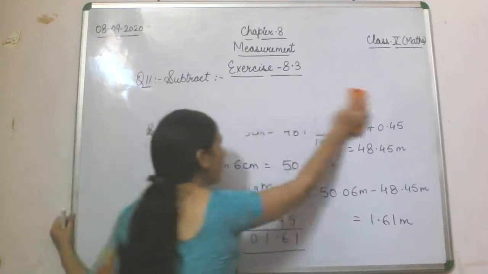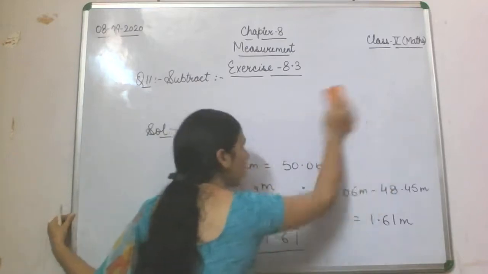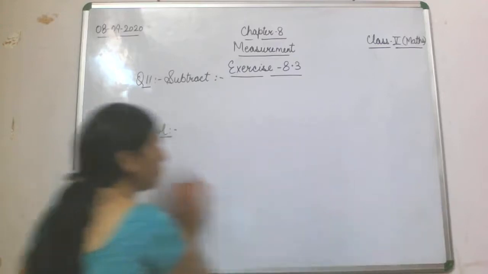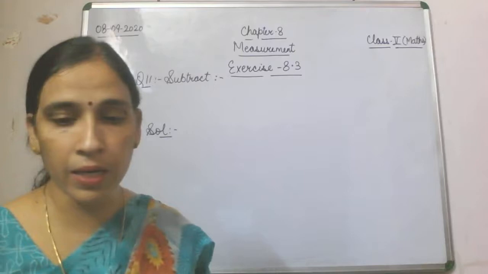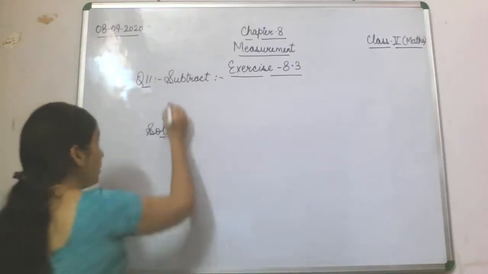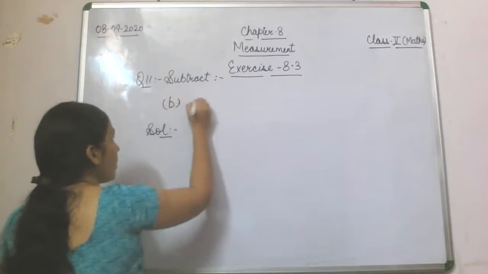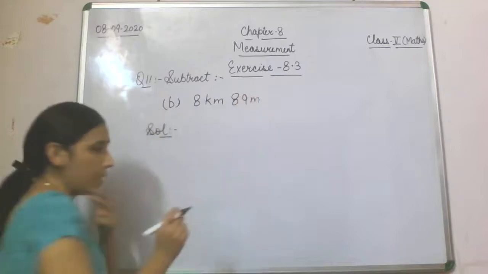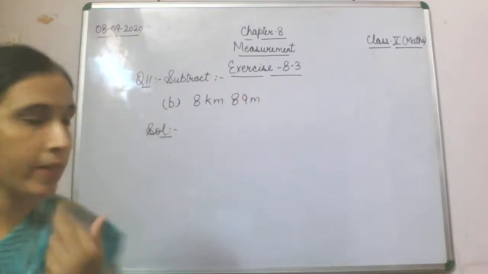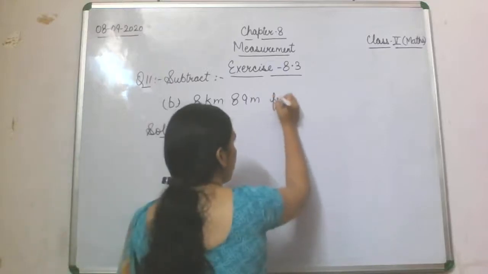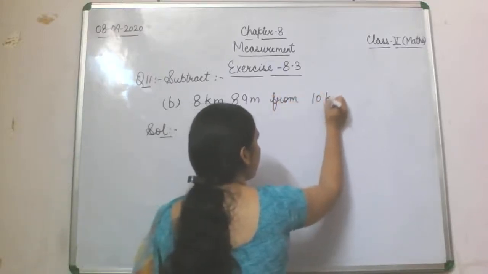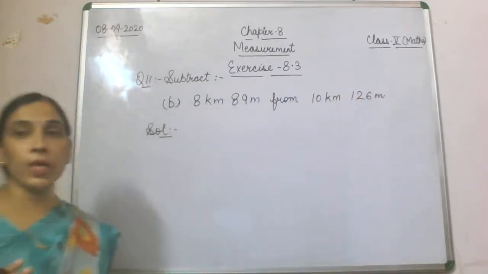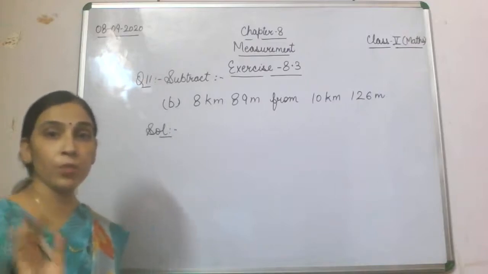Now let's take the B part of the same question 11. We will see what is given in the B part, and after that we will start with the word problem. In the B part it is given in kilometer and meter: 8 kilometer 89 meter from 10 kilometer 126 meter. What I have just told you is that you are supposed to convert it into the bigger unit.